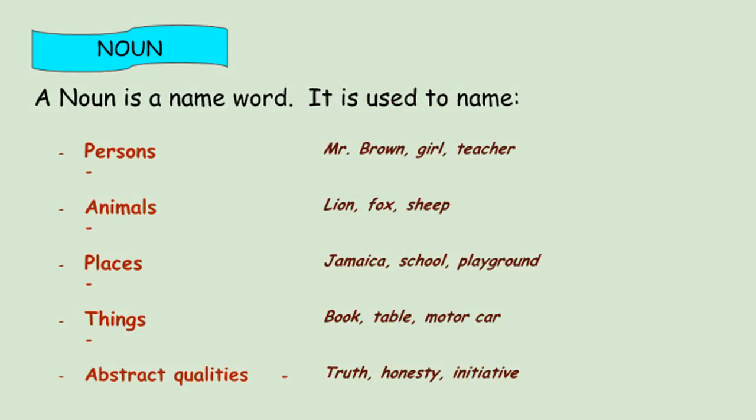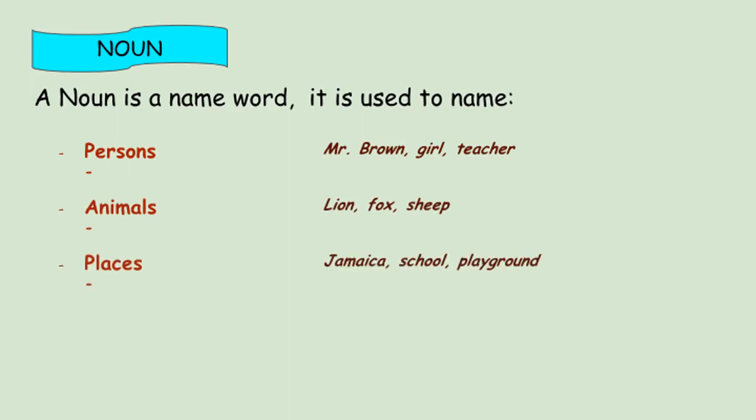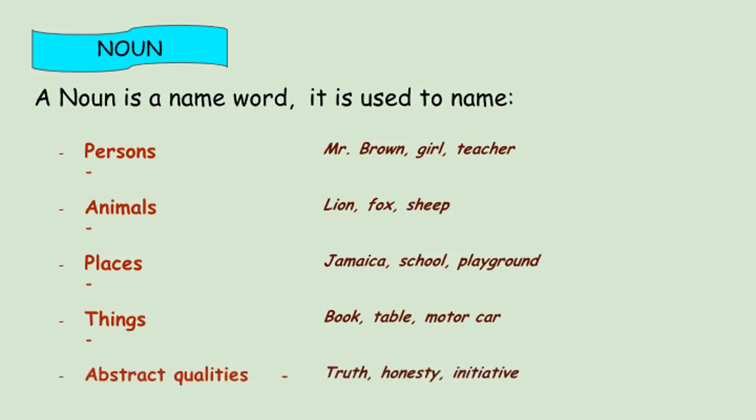A noun is a name word. It is used to name persons, such as Mr. Brown, girl, teacher. Animals, such as lion, fox, sheep. Places, such as Jamaica, school, playground. Things, such as book, table, motorcar. And abstract qualities, such as truth, honesty, and initiative.